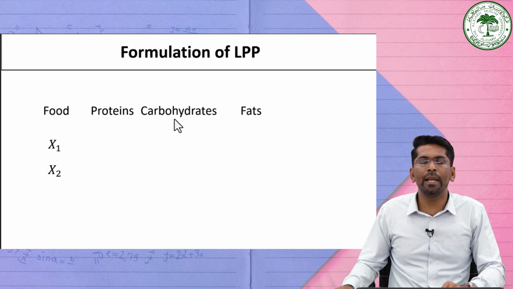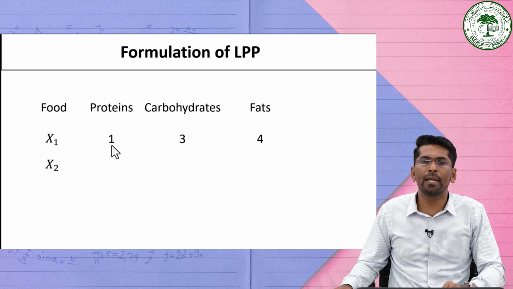So the food X1 contains some units of protein, carbohydrate and fat. In the given problem, food X1 contains 1 unit of protein, 3 units of carbohydrate and 4 units of fat. I am just going to write that here. Then the food X2 contains 2 units of protein, 1 unit of carbohydrate and 3 units of fat. So I am writing that here.